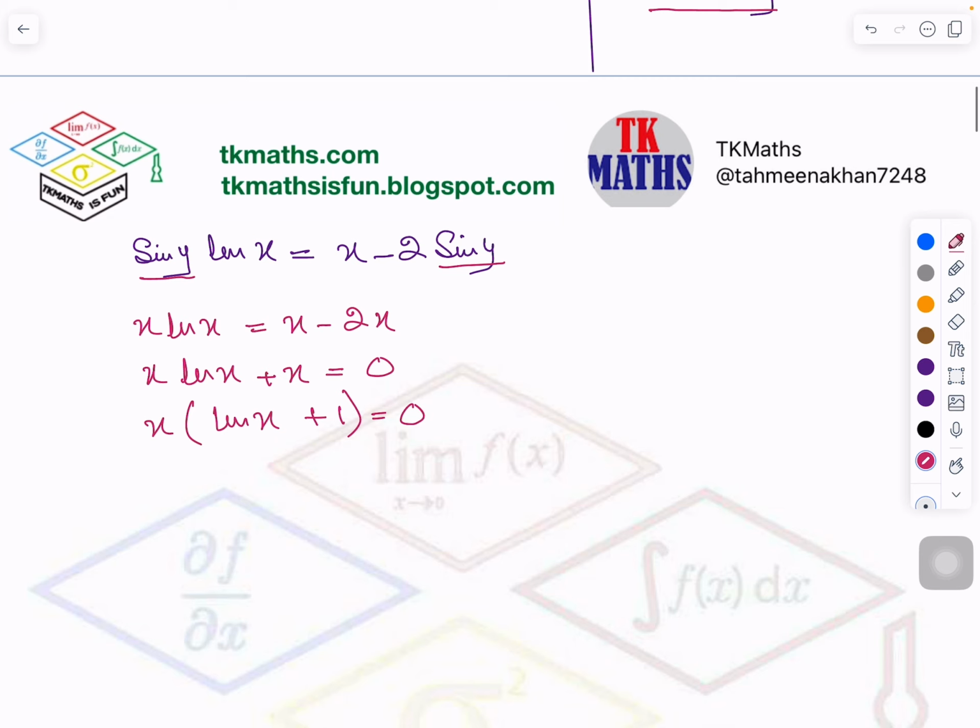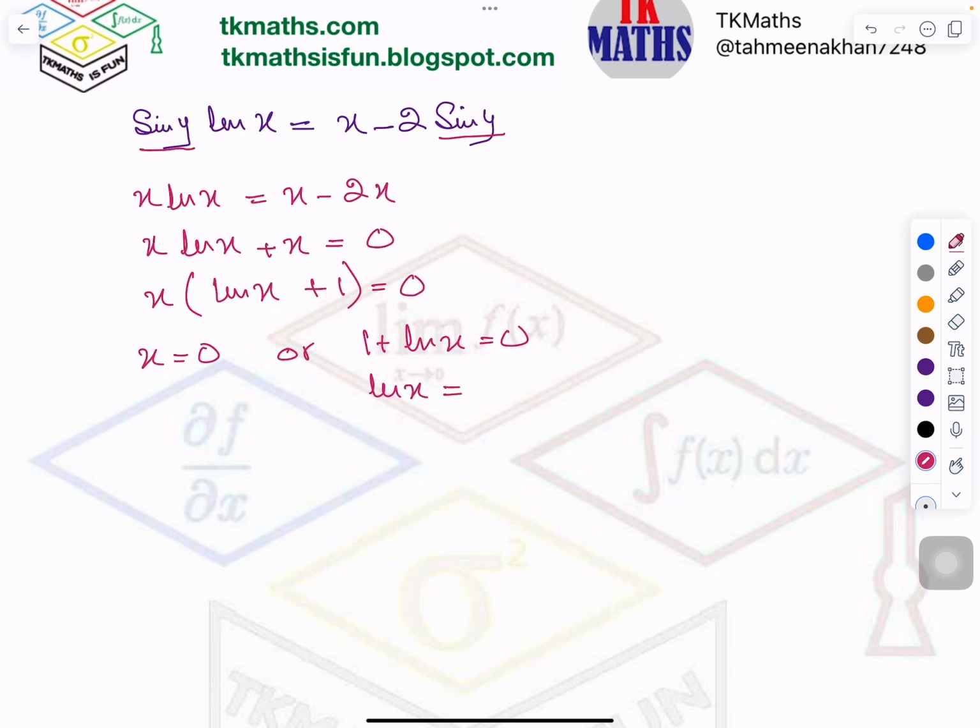So now what I'm left with is either x equals 0 or 1 plus ln x equals 0. Right? Question is saying, find the x coordinate of the point on the... Okay, so if I see here, ln x equals minus 1, which can be written as e power minus 1. I'm changing logarithmic form into exponential form. So the x coordinate is 1 over e.